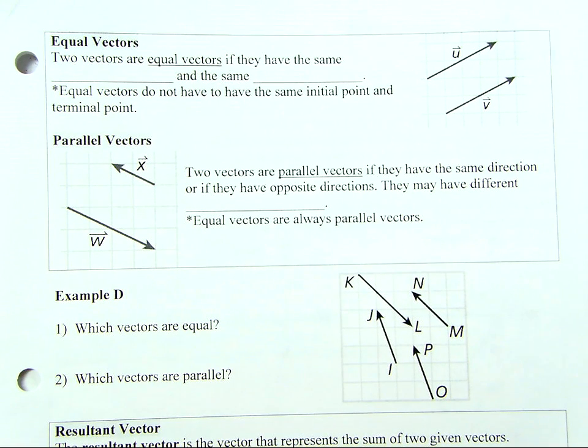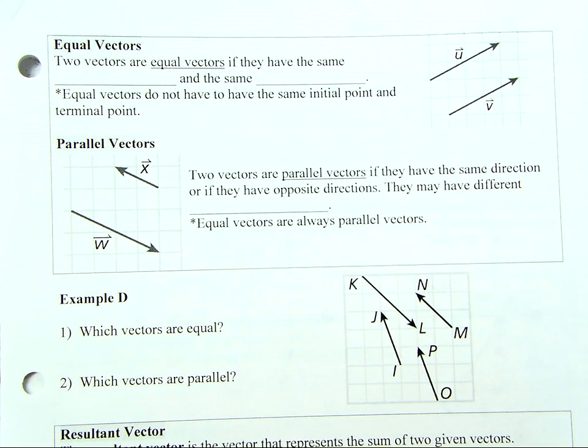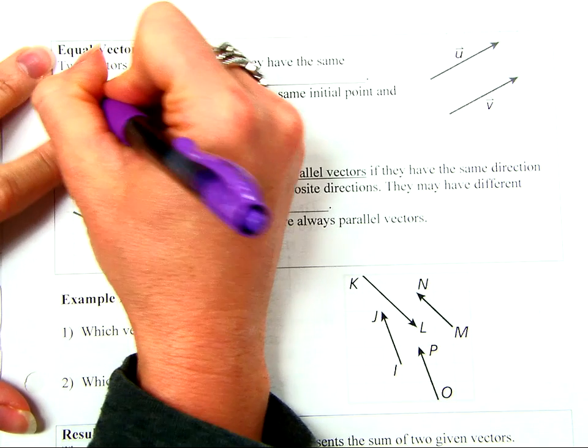We can also refer to vectors as either being equal or parallel. If vectors are equal, then they have the same magnitude and direction.